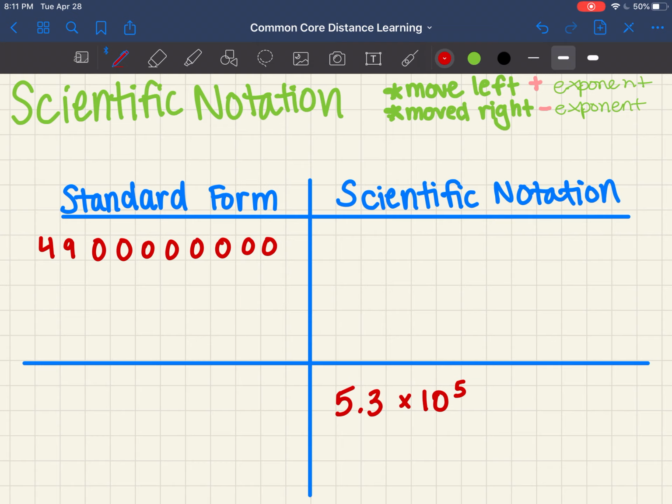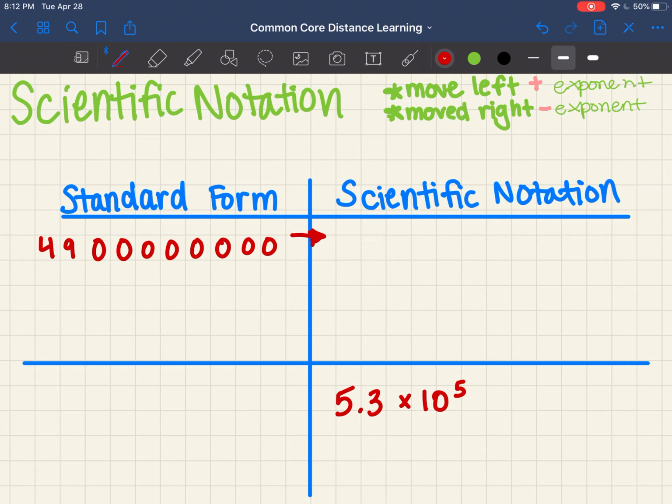We're going to look at two quick problems right now involving scientific notation. So remember, if we're going from standard form to scientific notation, if we move left, we're going to have a positive exponent. Or if our decimal place moves to the right, we're going to have a negative exponent.